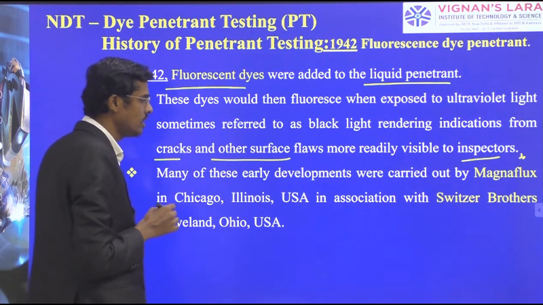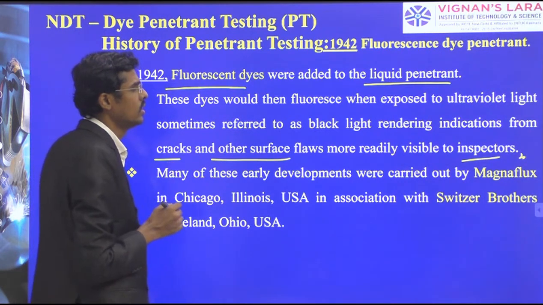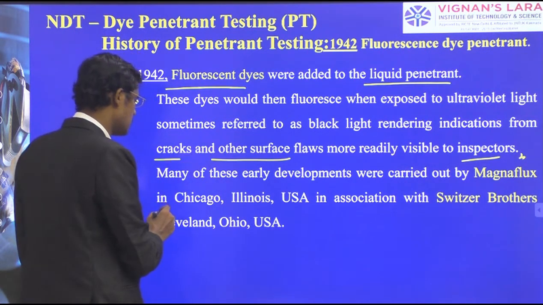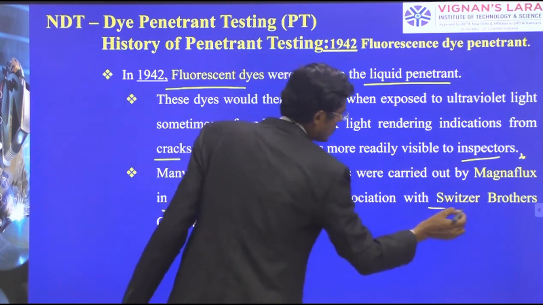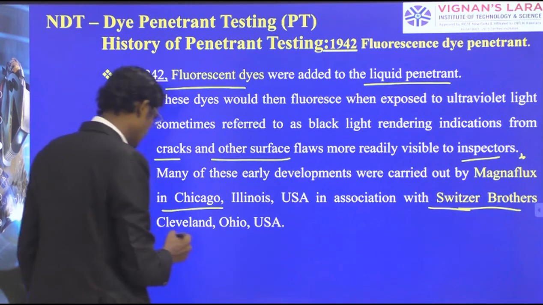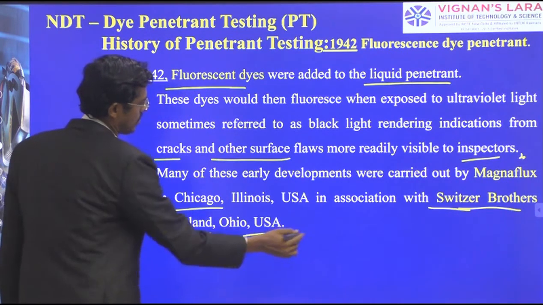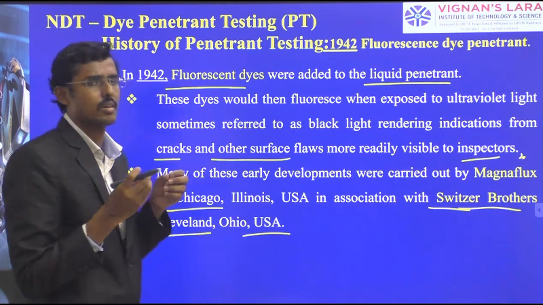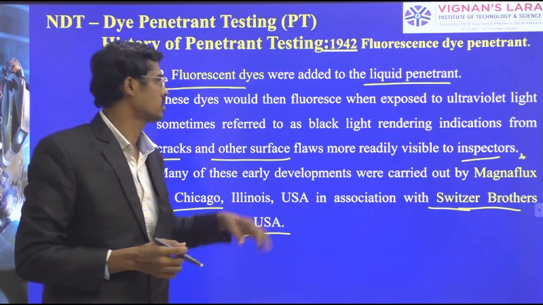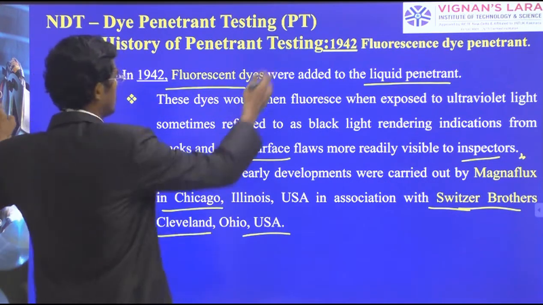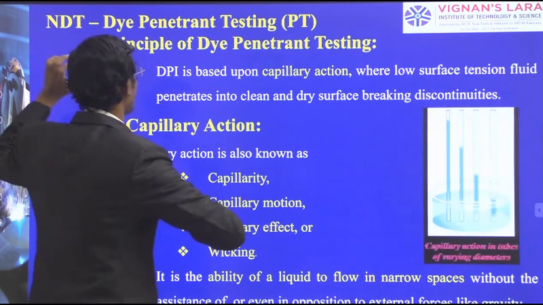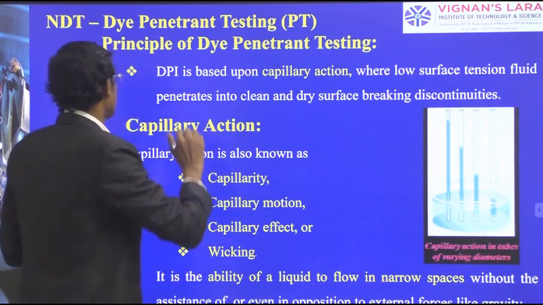Many of these early developments were carried out by Magnaflux in Chicago, Illinois, USA, in association with the Switzer brothers from Cleveland, USA. So these are some of the basic initial inventors of this fluorescent dye penetrant system, started from 1942.